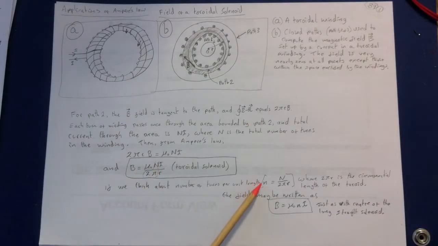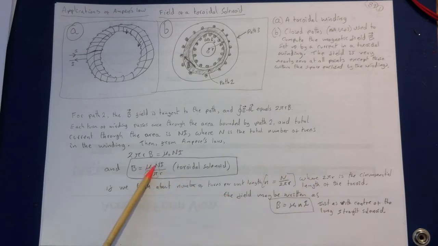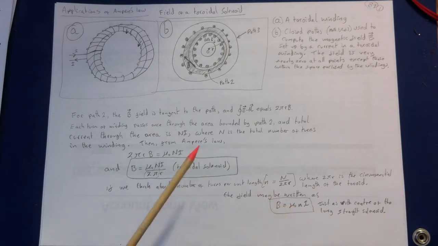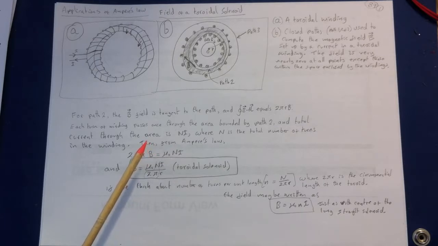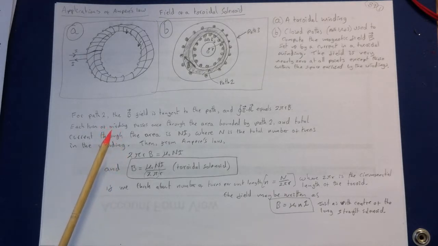So if we say that n here is the number of turns per unit length, where 2 pi r is the circumferential length of the toroid, then we can rewrite this as B equals mu naught n I, just as at the centre of the long straight solenoid. So we can just use the same equation. The equations derived above for the field in a closely wound straight or toroidal solenoid are strictly correct only for windings in vacuum. For most practical purposes, they can be used for any non-ferromagnetic material. We can use this as long as we're talking about a vacuum, mu naught.